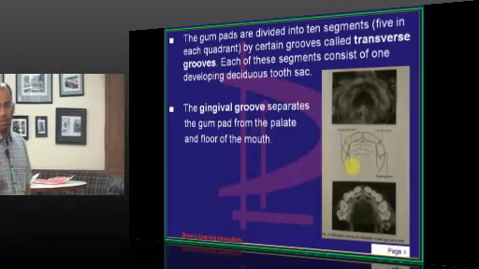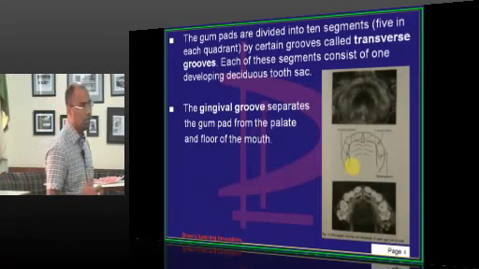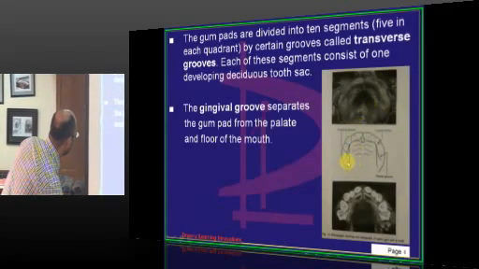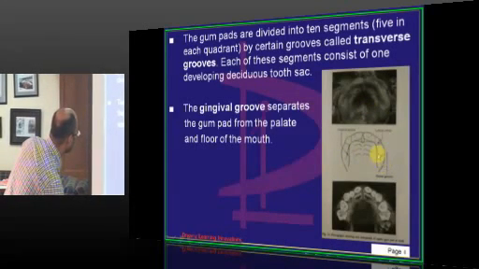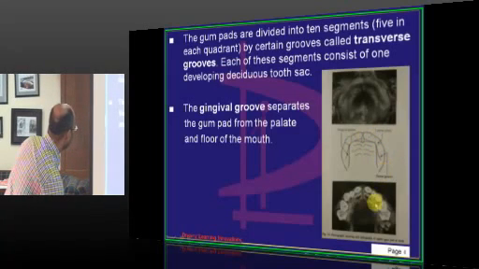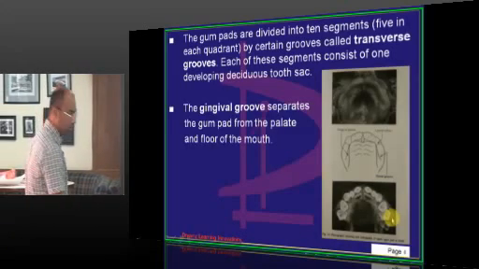The gingival groove demarcates the gum pads from the palate in the upper and the floor of the mouth in the lower. Okay. Now this is the gingival groove here, this is the dental groove, this is the lateral sulcus, and these are various transverse grooves. And these are the 10 tooth buds in a radiograph.